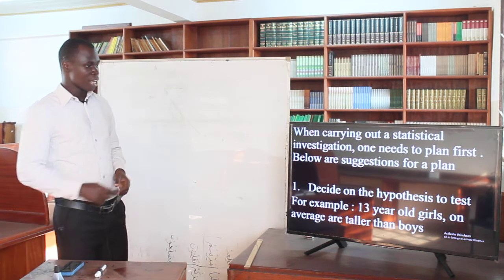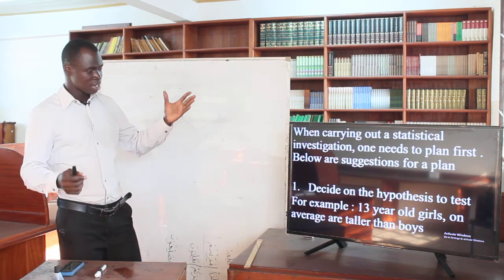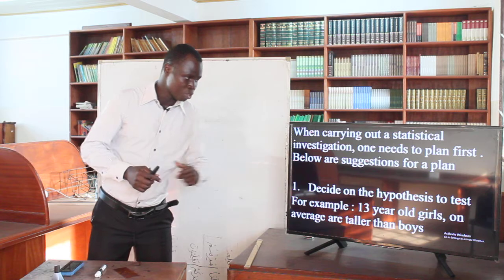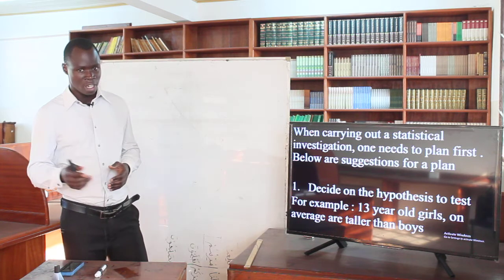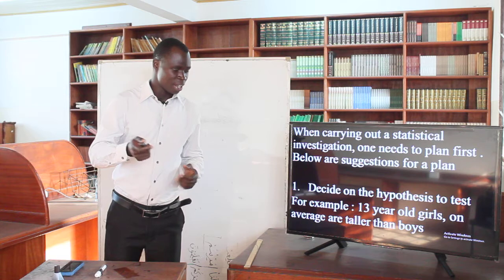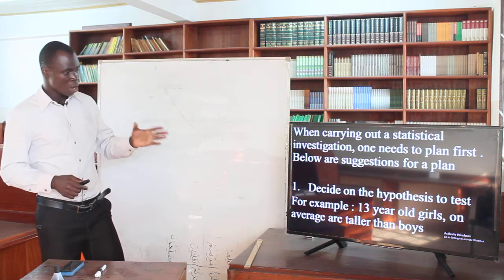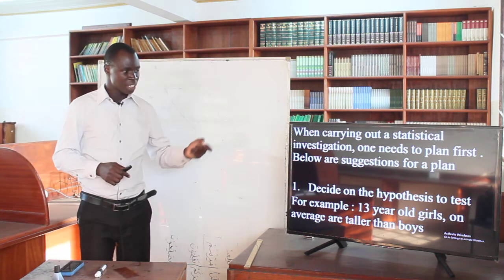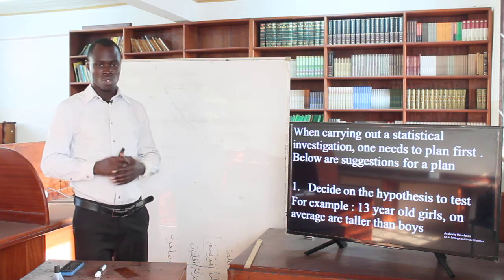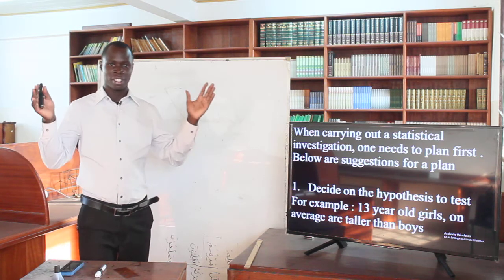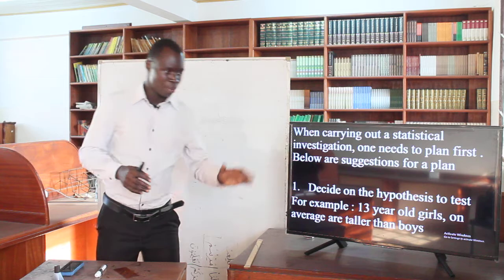Now, welcome back. The first step is to decide on the hypothesis. For example, we are investigating the 13-year-old girls in year 9. So our hypothesis can be, for example, 13-year-old girls on average are taller than boys. This is an assumption you can make, that 13-year-old girls are taller than boys.